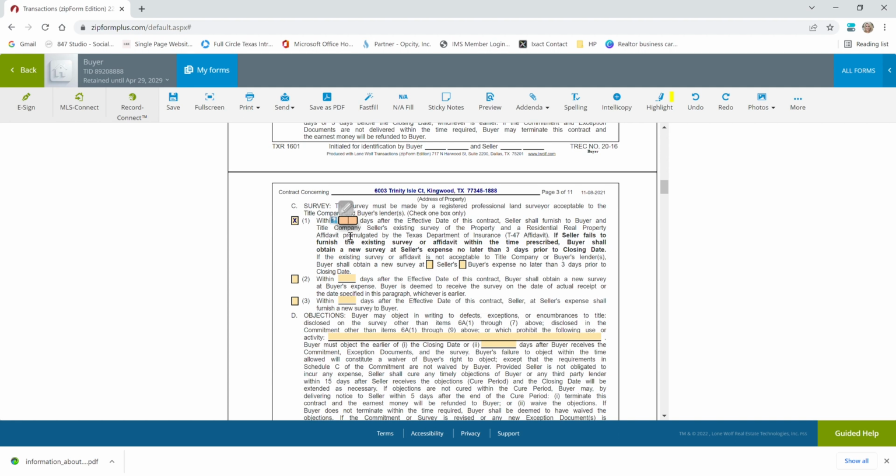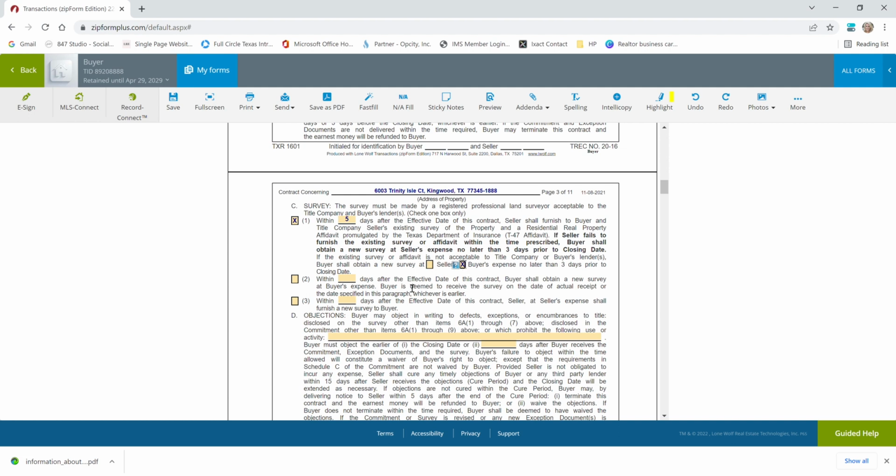It says on here, if the seller fails to furnish the existing survey or the affidavit within the time prescribed, buyer shall obtain a new survey at the seller's expense no later than 3 days prior to closing. If the existing survey or affidavit is not acceptable to the title policy or the buyer's lender, the buyer shall obtain a new survey at, usually when it is the buyer, it's usually the buyer's expense. If the seller has already furnished the survey, again, this is negotiable, but I usually put the buyer's expense for this.